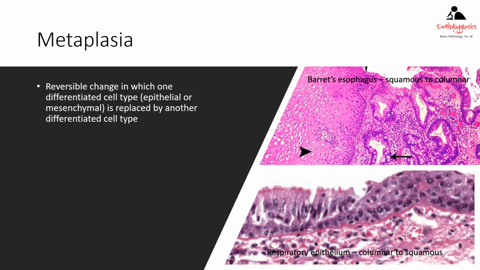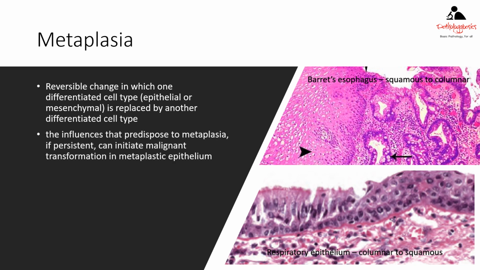So definition wise, metaplasia is a reversible change in which one differentiated cell type is replaced by another differentiated cell type. Important thing to remember is, if the stimulus is withdrawn at a proper time, metaplasia is reversible. That is, if the acid reflux in Barrett's esophagus is withdrawn or you treat it properly, it can go back to normal. If a smoker stops smoking, it can go back to normal. However, if the stimulus persists, this metaplastic change can become malignant.